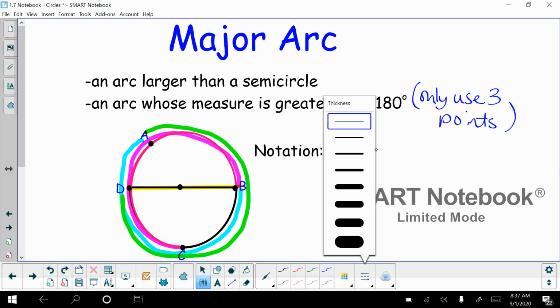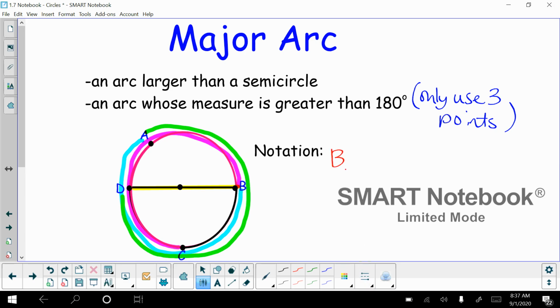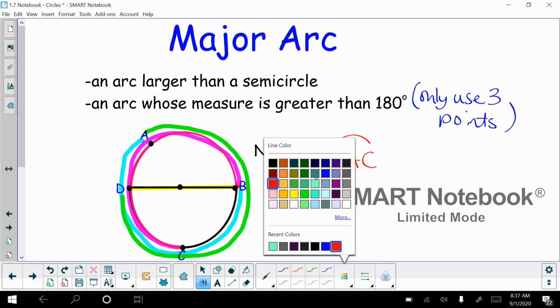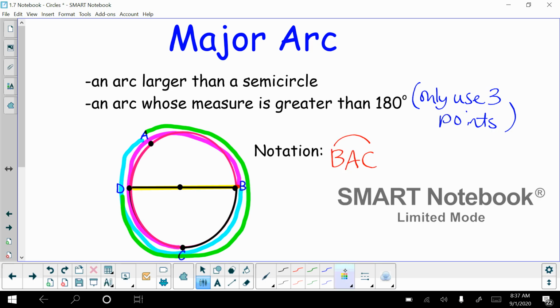So this one was BAC. Okay, the blue arc is ADB. Okay, ADB. If you were to say ACB, it's the same one. And you can see that the first letter and the last letter are the same.